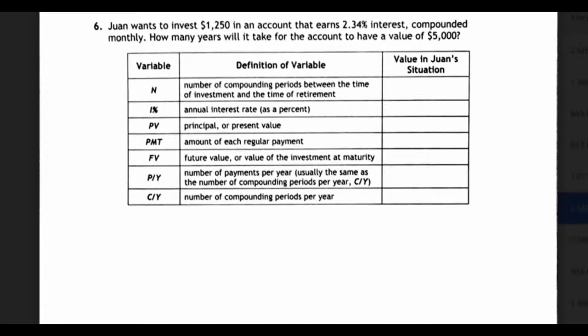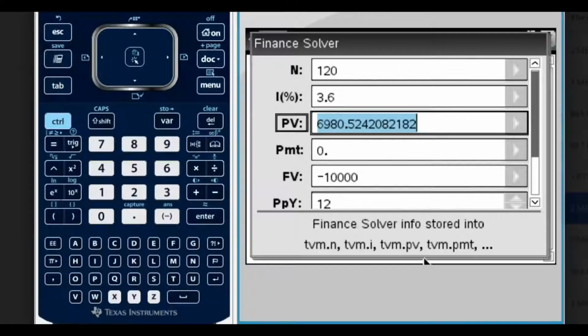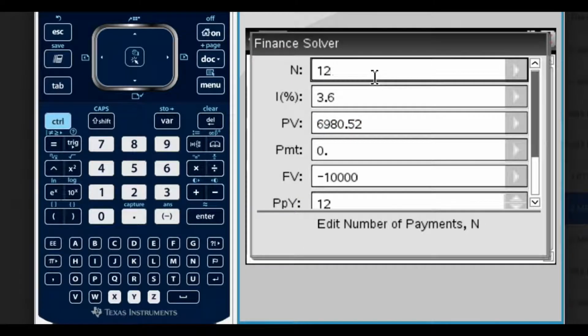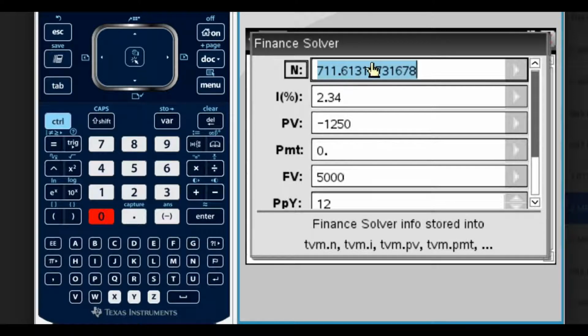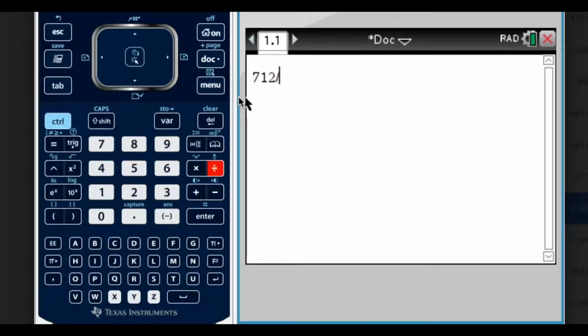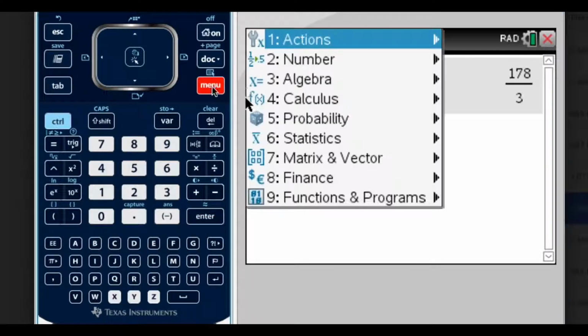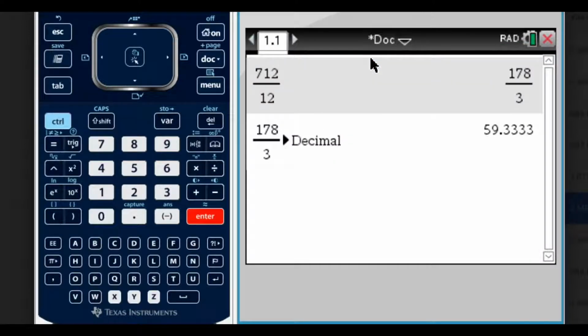Juan wants to invest $1,250 into an account that earns 2.34% interest, compounded monthly. How many years will it take for the account to have a value of $5,000? So if we take this information and overwrite the TVM solver, we don't know N, so it's 0. Interest is 2.34. Present value is negative 1,250. Future value is 5,000. Now you notice we get approximately 712 for N, so we have to divide that by the compound periods, and that's going to give us a value of 59.33. So basically 60 years in order to get $5,000.